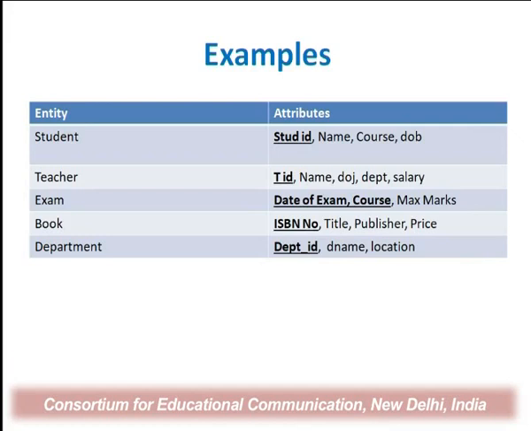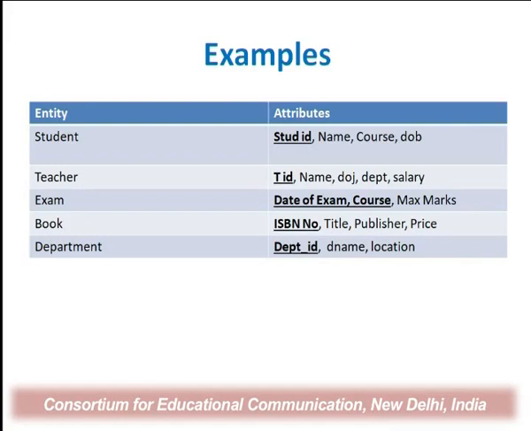Now, it is the job of the database designer to identify the different elements, the different objects about which data needs to be stored, and what data about each object needs to be stored. So, the designer needs to identify the entities, and for each entity the attributes also need to be identified, that is, what the data is.